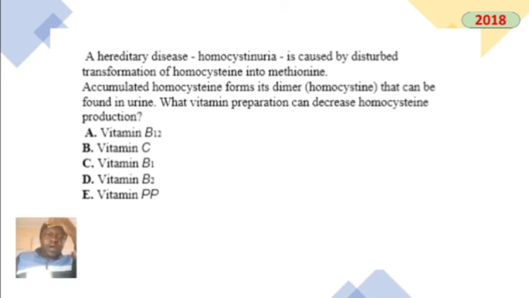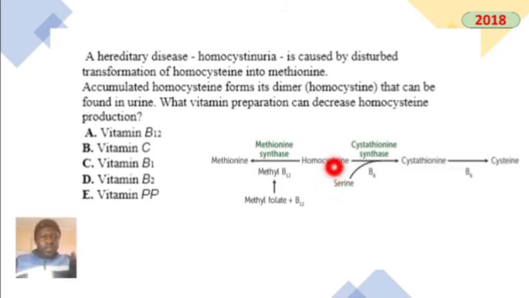A hereditary disease, homocystinuria, is caused by disturbed transformation of homocysteine into methionine, right? Accumulated homocysteine will form its dimer, homocystine, that can be found in the urine. What vitamin preparation can decrease homocysteine production? The pathway goes this way. You have your homocysteine, and homocysteine is converted to methionine. It needs the enzyme methionine synthase, and the coenzyme needed here is methylcobalamin. That's methyl with vitamin B12. We can say it's a methylated vitamin B12.